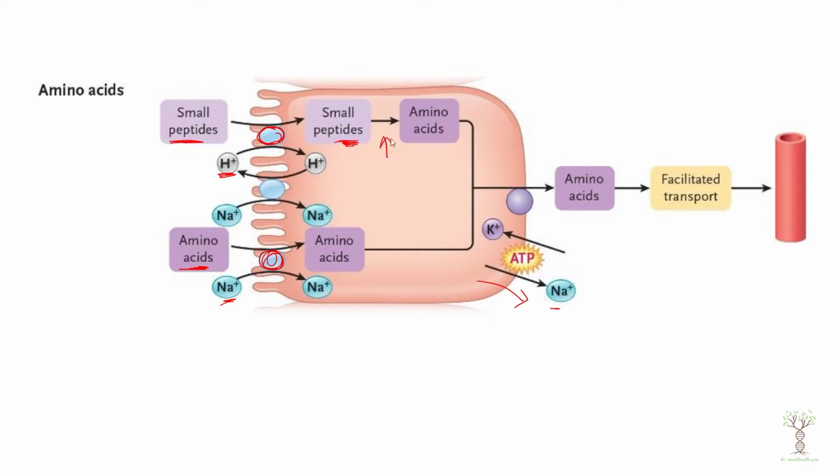Then they should technically be broken down completely into amino acids inside the epithelial cell, and then again, they will use facilitated transport, a carrier protein, on the basolateral side of the membrane to move out, and then they will move into the bloodstream. However, sometimes these small peptides are not actually completely broken down, and they can get into the bloodstream. Now, I want to point this out because this is why we can have food allergies.